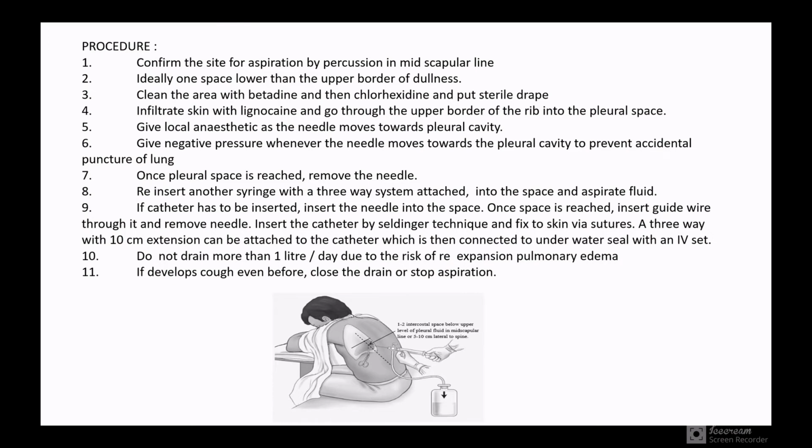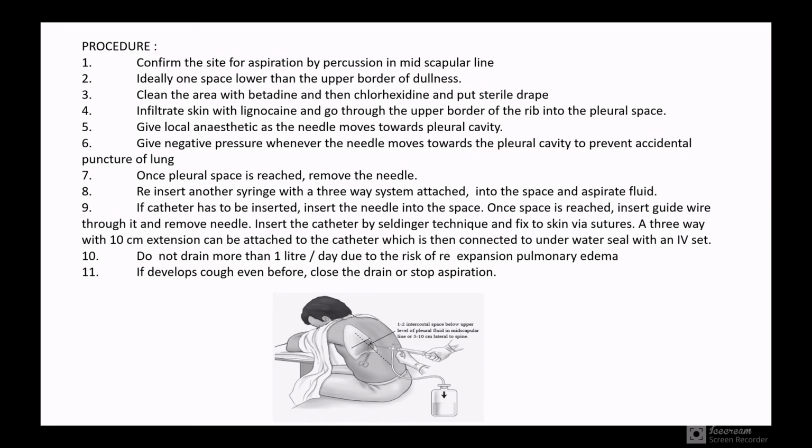Now once the pleural space is reached, remove the needle, reinsert another syringe with the 3-way attached system into the space and aspirate the fluid. If a catheter has to be inserted, insert the needle into the space. Once the space is reached, insert a guide wire through it and remove the needle. Insert the catheter by Seldinger technique and fix it to the skin with sutures.